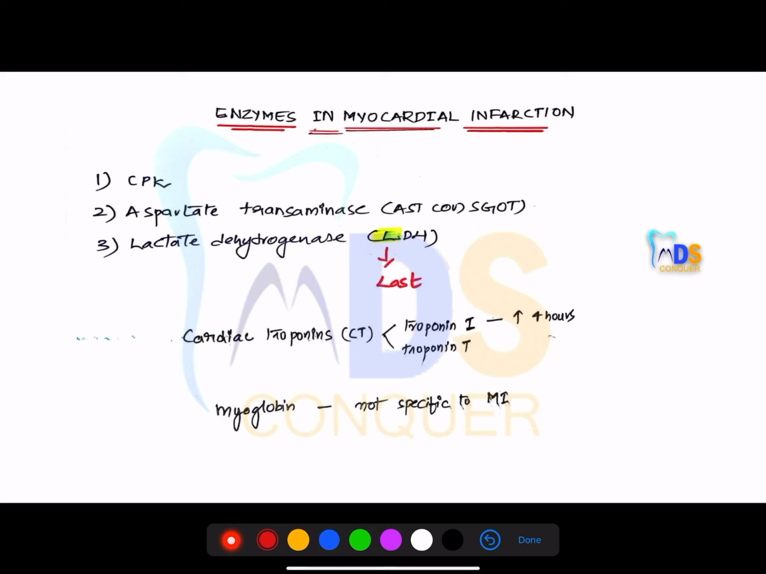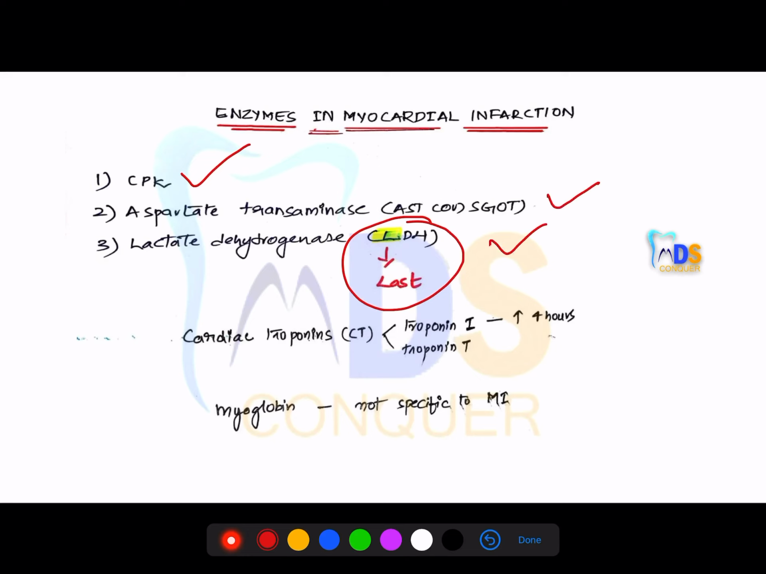Next are the enzymes in the case of myocardial infarction. The first enzyme that you can see in myocardial infarction is CPK, and the last that you can see is LDH. You can remember last, L for LDH. The other enzyme that you can see is AST or SGOT. So these are the three enzymes primarily which you can see.